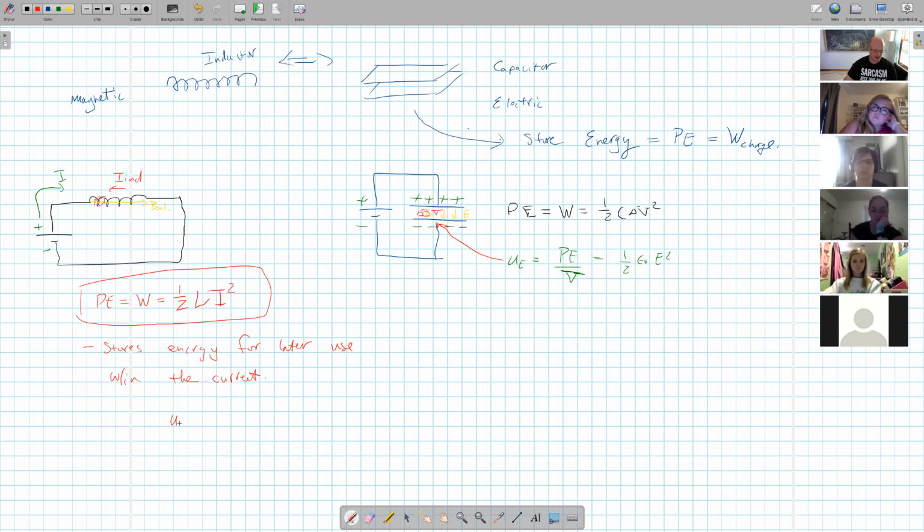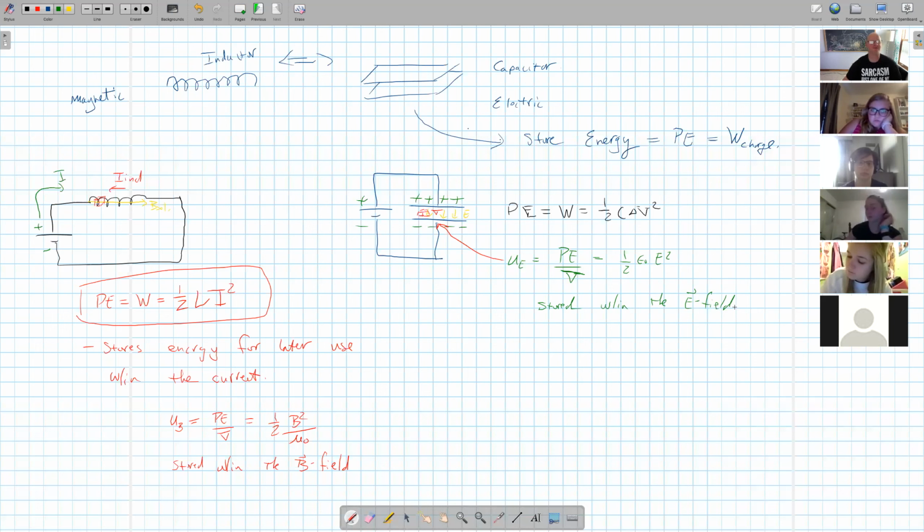So here we can now define what's known as the magnetic energy density, which is equal to the potential energy per volume again, which is equal to 1/2 the magnetic field squared divided by mu naught. So in this case, we're saying that the energy is stored within the magnetic field, where here, this one is saying that the energy is stored within the electric field.